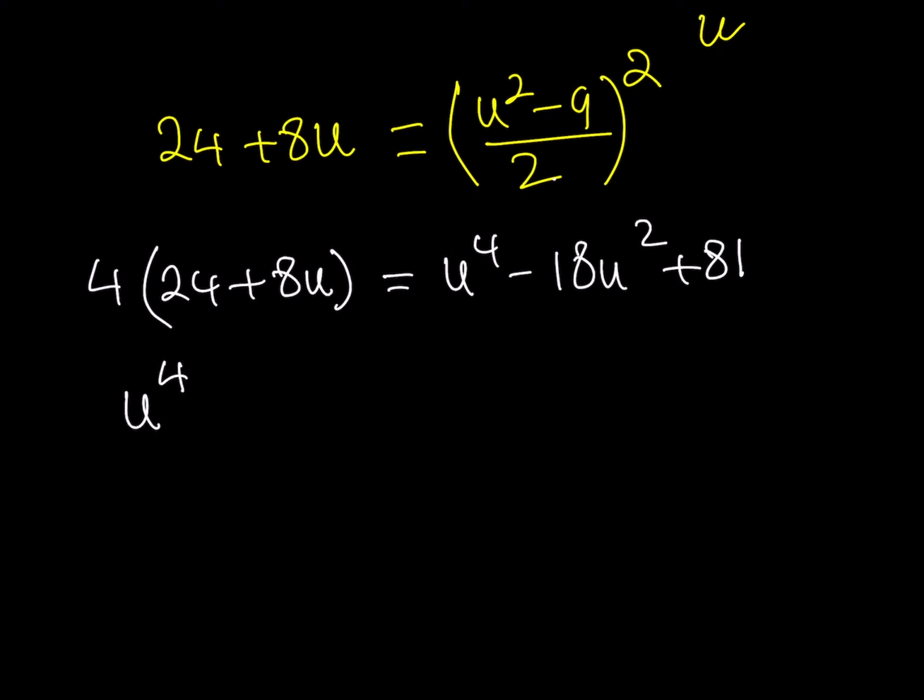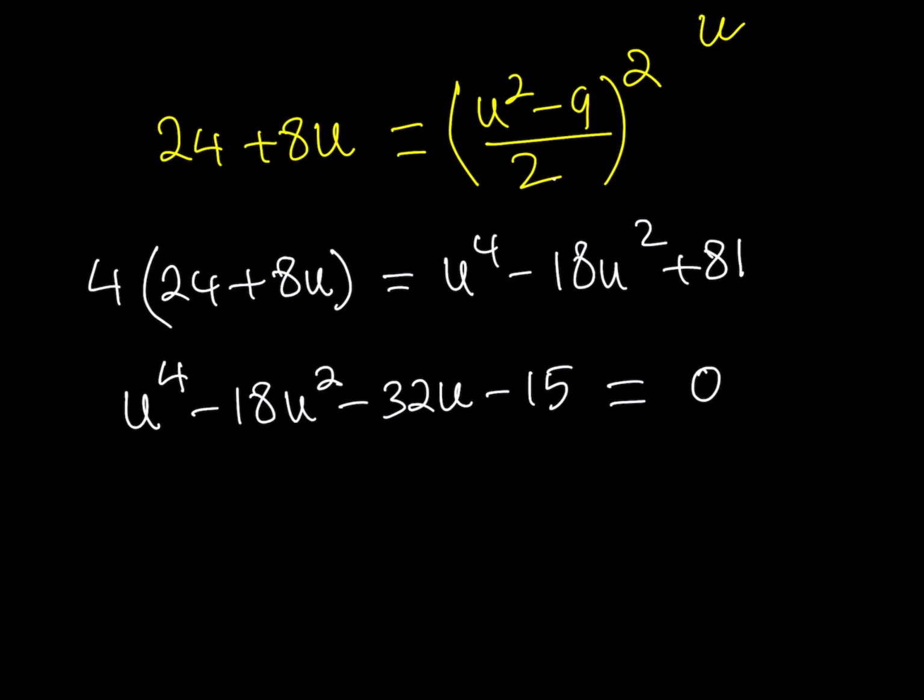just put it all together. u to the 4th minus 18u squared. Okay, so I'm going to be getting 32u from there, so I would like to bring that over here, minus 32u. And then we have 4 times 24, which is 96. If I take the 96 and subtract it from 81, 96 minus 81 is going to be 15, right? So that's going to be a negative 15 right there. Alrighty, hopefully this is good. And the whole thing is equal to 0.